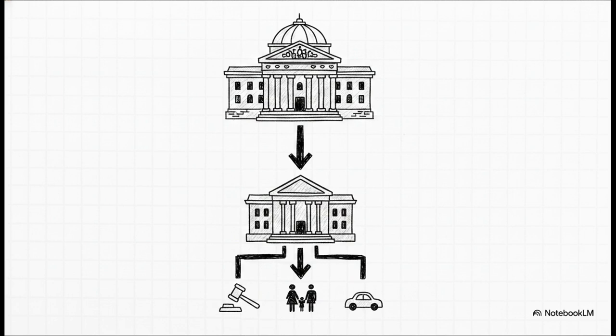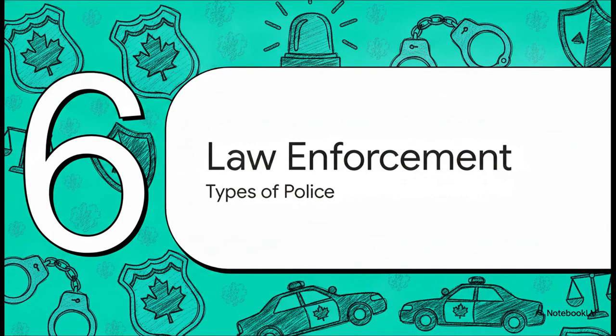Just below that, dealing specifically with matters concerning the federal government, is the Federal Court of Canada. And finally, the vast majority of day-to-day justice happens down in the provincial courts. This level includes appeal and trial courts, as well as specialized courts for things like family issues, traffic violations, and small claims.